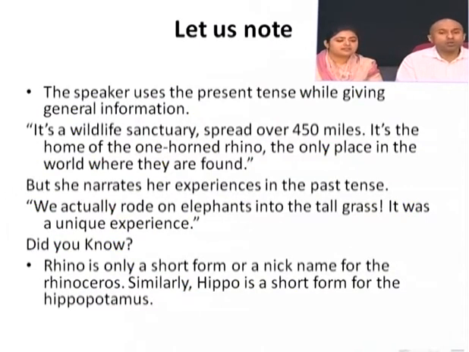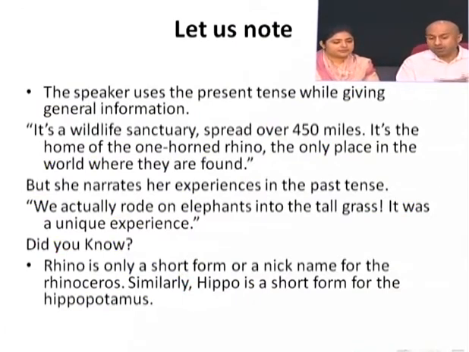So when you're talking about an experience that has happened to you, you will always use the past tense. But when you're giving general information about that experience, you will always use the present tense. These are small tips on conversation skills that you need to remember. Present tense while giving information, past tense while talking about the experience. Yes, we actually rode on elephants. She's talking in the past tense.